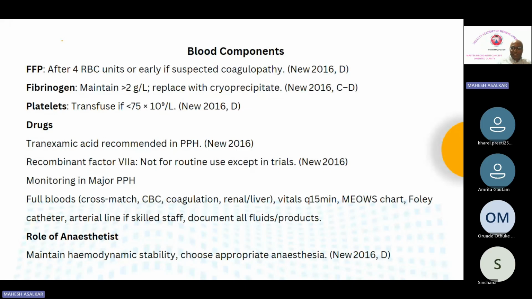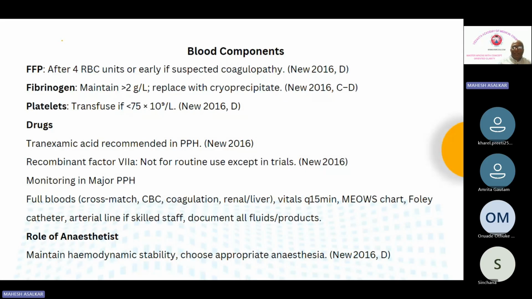So the questions are generally asked regarding the blood and blood components in PPH. Which blood component is required? They'll give you a scenario with these vital parameters and these values, and what will be the blood component of choice? They may give you a serum fibrinogen value which is less than 2 gram, and ask what you will use as a blood component. Then cryoprecipitate will be your answer.